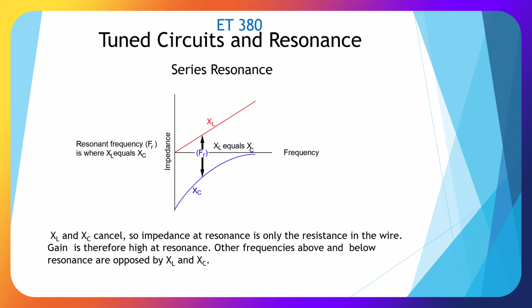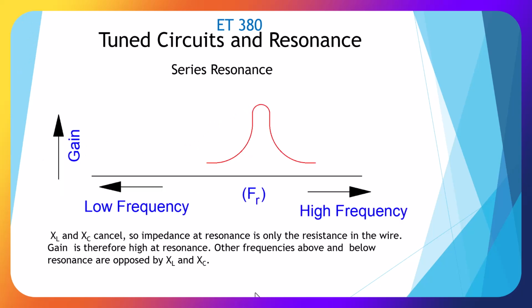So X of L and X of C cancel. Impedance at resonance is only the resistance in the wire. Gain is therefore high at resonance. Other frequencies above and below are opposed by X of L and X of C. Here I'm showing a gain versus frequency, and what happens is it becomes a band pass filter at resonance.